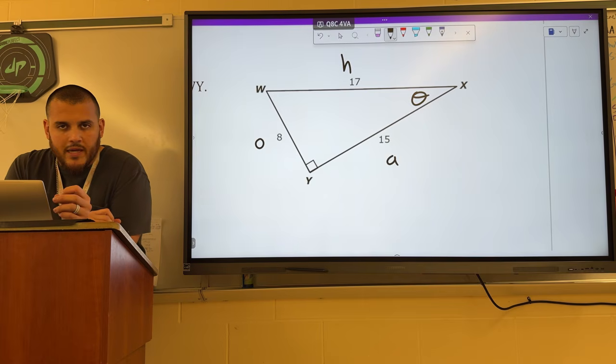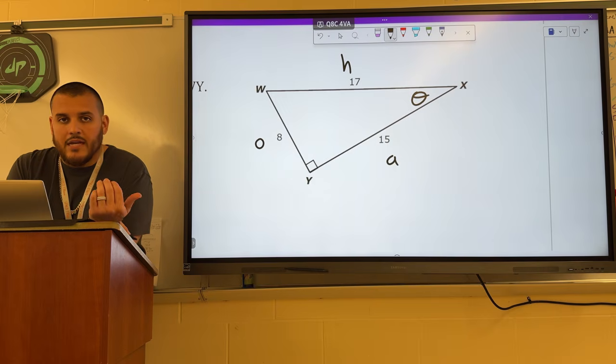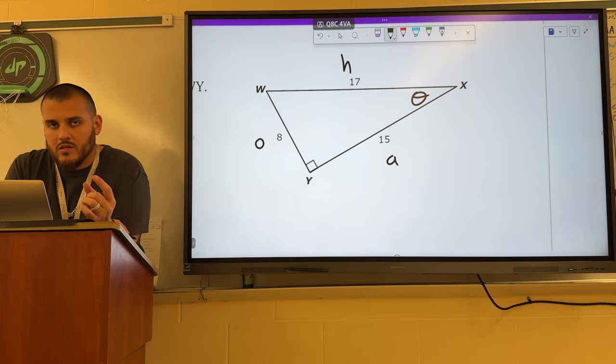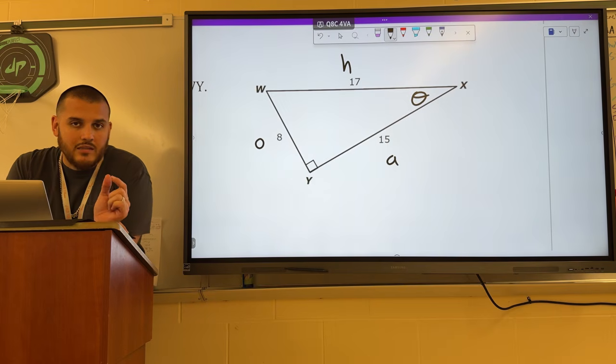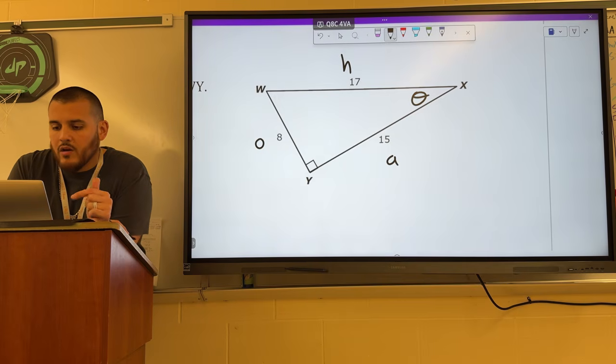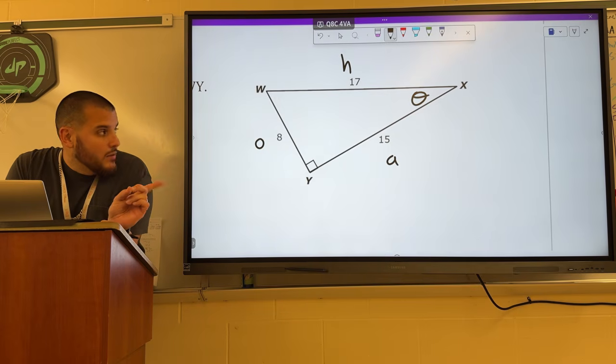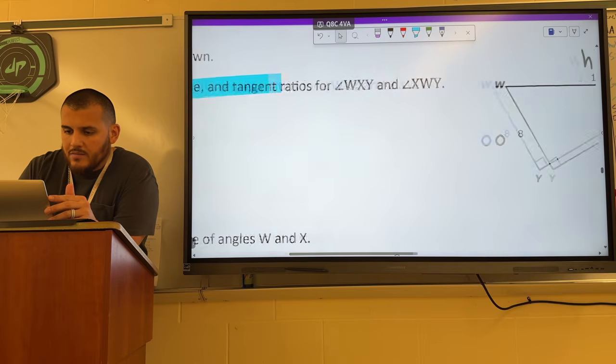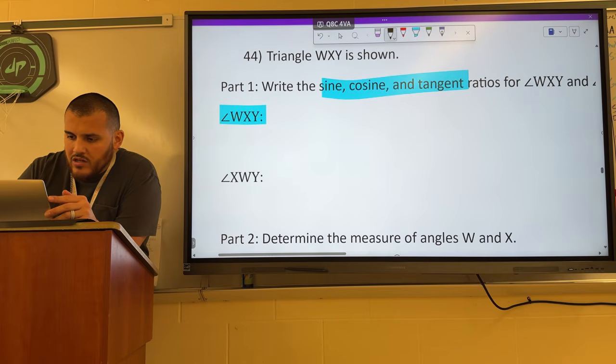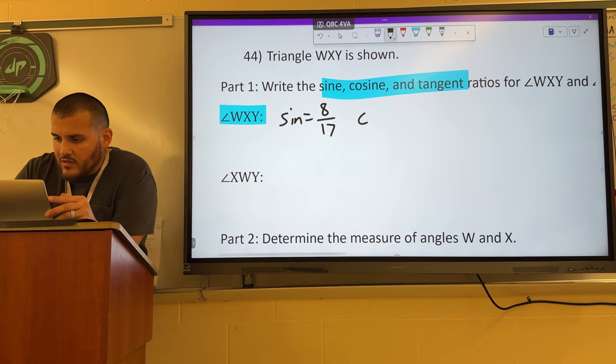And I can write my ratios from here using SOHCAHTOA. That acronym tells me how to write ratios. So that starts with SOH. The sine ratio is opposite over hypotenuse. For this, that would be 8 over 17. So my sine ratio for this angle is 8 over 17.